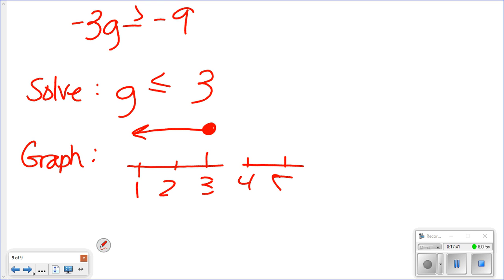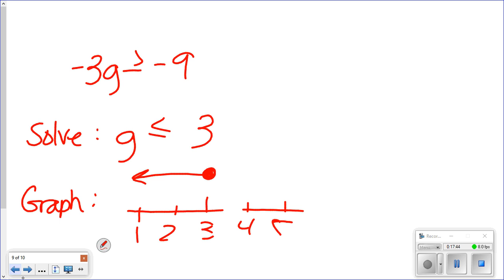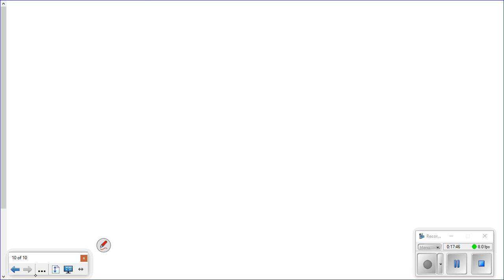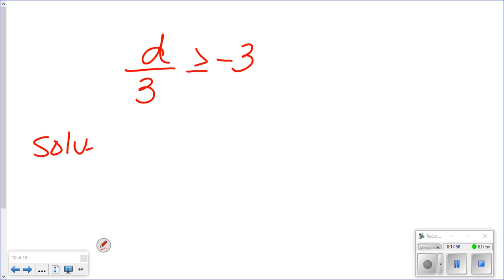All right, last one. Do this for me. Okay, do this one. Solve it. Graph. Solve and graph. Think about if you have to switch the sign or not in this one.